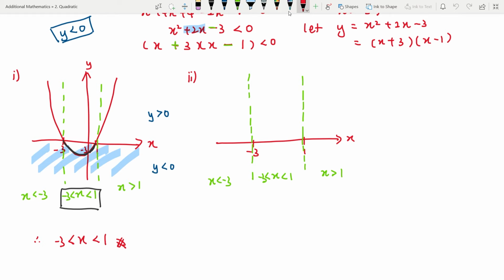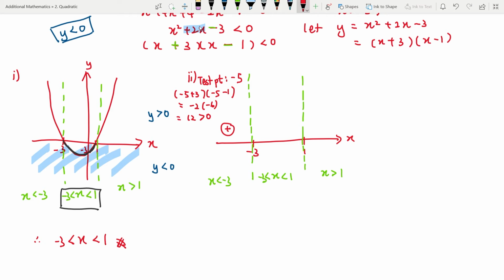It means we choose a point from this area. Let's say the test point is -5. We substitute the -5 into y. We have -5 plus 3, -5 minus 1, which is equal to -2 times -6, equal to 12, greater than 0. So we have a positive value.